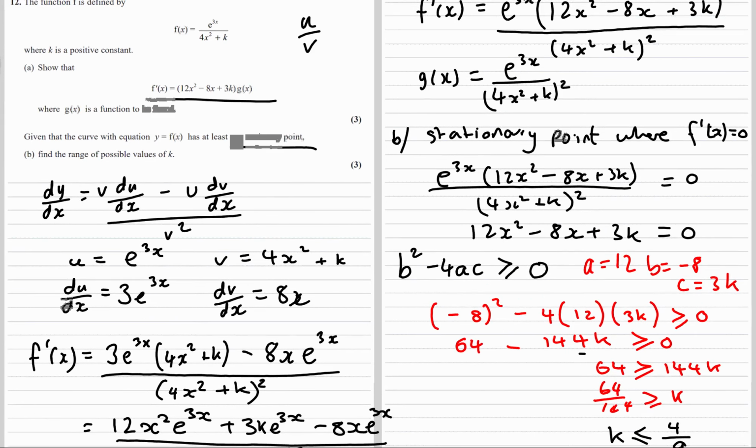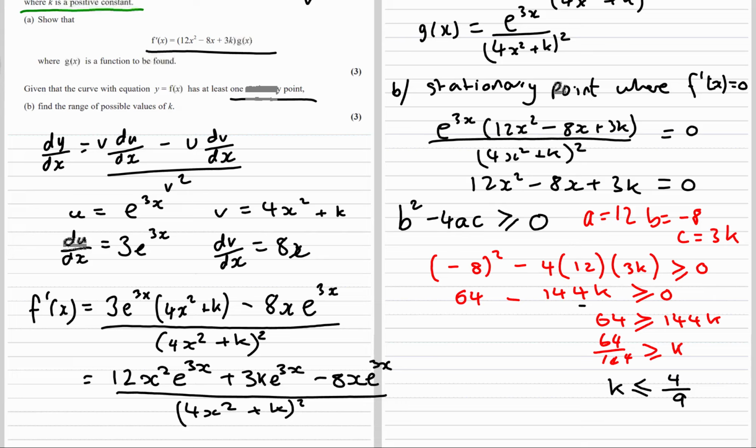Now we've also been told in the question, so to give the full values of x, k has got to be bigger than 0, but less than or equal to 4/9.